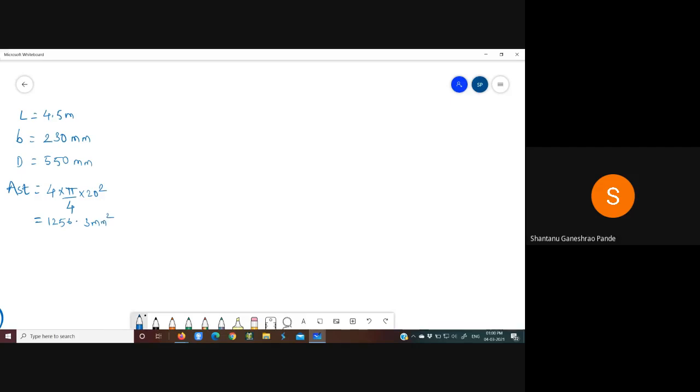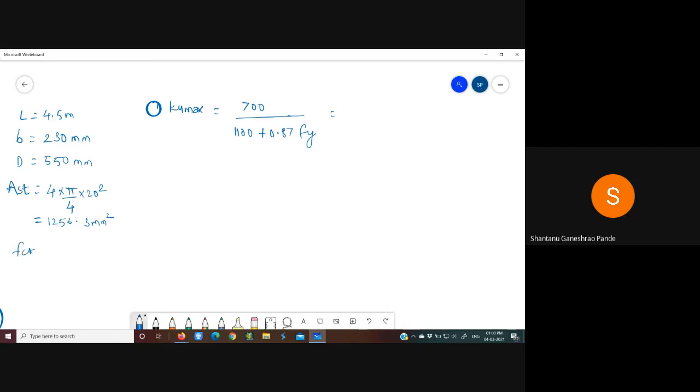So first we will calculate all three design constants. Once you calculate the design constants, then you can go for calculation of moment of resistance. So very first thing, you have to calculate Ku max. Now Ku max equal to 700 divided by 1100 plus 0.87 Fy. So this is the value of Ku max. So you can put the value.